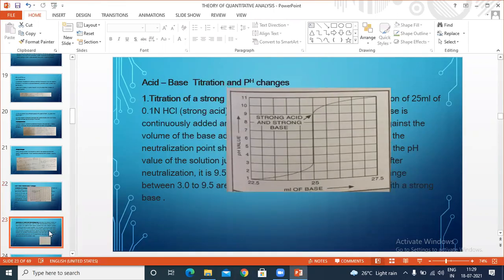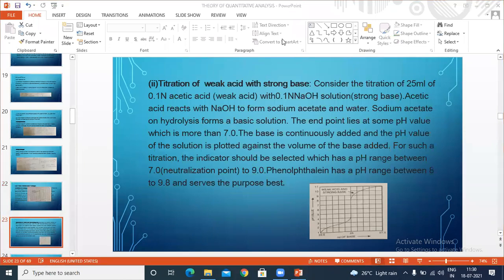That is for the strong acid versus strong base, which we have to know. Next, titration of a weak acid versus a strong base. A weak acid example is acetic acid, and a strong base example is sodium hydroxide. The acid-base titrations which we are going to study now were already discussed as potentiometric titrations and conductometric titrations in electrochemistry. In conductometric titration, we measure the conductance value. In potentiometric titrations, we measured the EMF of the cell.